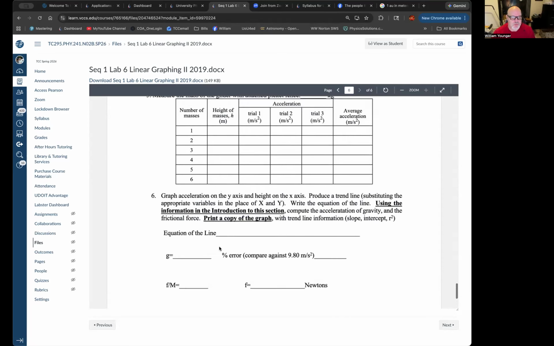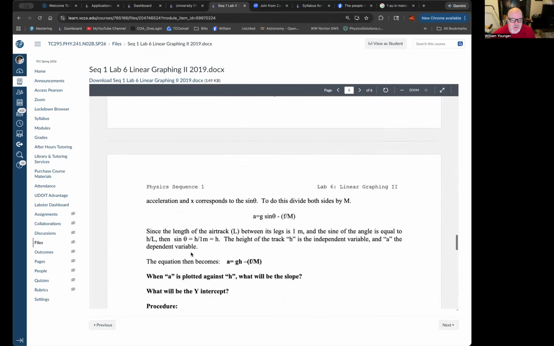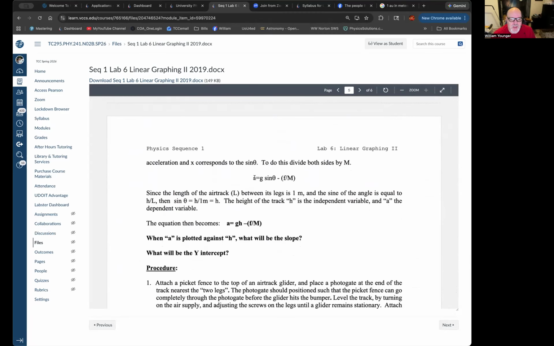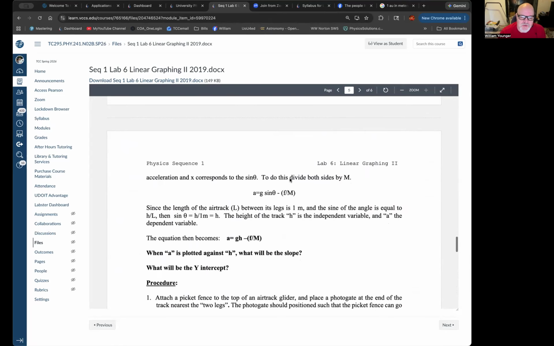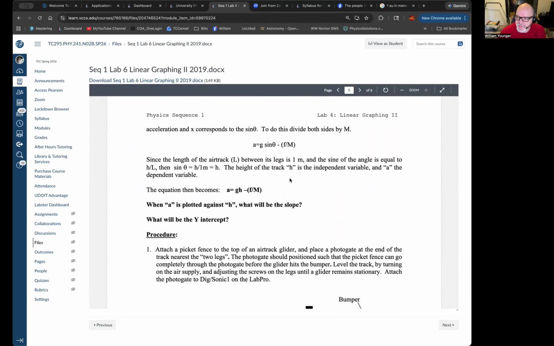So ultimately, you're supposed to tell us what f over m is, and then calculate the friction and the slope of the graph. By the way, when you're plotting sine of theta, the slope of the graph would have to be g. So that's what you're seeing here. a is going to be the y variable, g is like m, and x is sine theta, and then plus b is negative f over m. So we're adding a negative f over m as the y-intercept. That's what happens when you graph sine theta on the horizontal axis and a on the vertical axis.